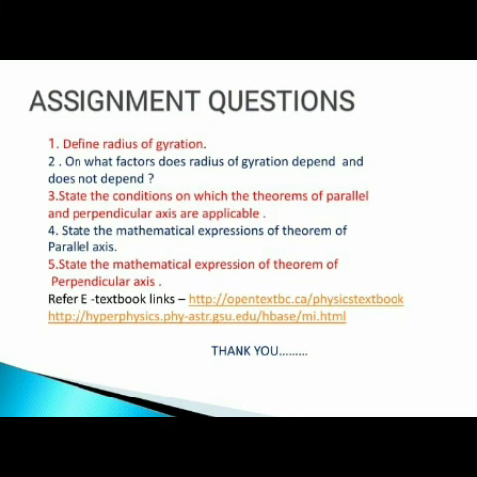Go through the assignment questions. A few questions mentioned here: first, define radius of gyration. Second, on what factors does the radius of gyration depend and not depend? I have stated that it depends upon the mass and the distribution of the masses, so state your answers correctly. Third, write down the conditions on which the theorems of parallel and perpendicular axes are applicable. Fourth, state the mathematical expression of the theorem of parallel axis. Fifth, state the mathematical expression of the theorem of perpendicular axis.